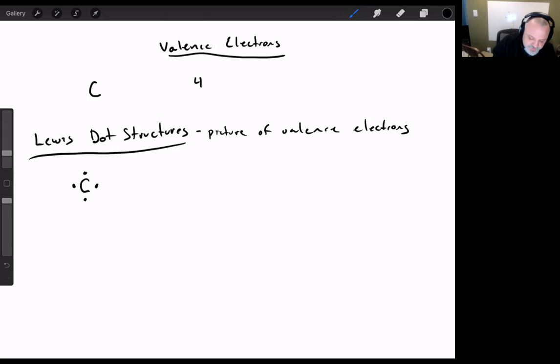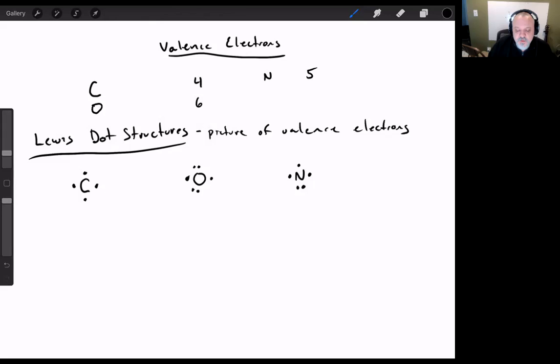So if you take a look at something like oxygen, what does oxygen have? 6 valence electrons? So for oxygen, we would go 1, 2, 3, 4, 5, 6, and you just try to make the picture symmetrical. That's really the only rule that I have. I think nitrogen has what, 5 valence electrons, so you would do something like this: 1, 2, 3, 4, and then which one do you pair up? That doesn't matter, whatever. Pick one.